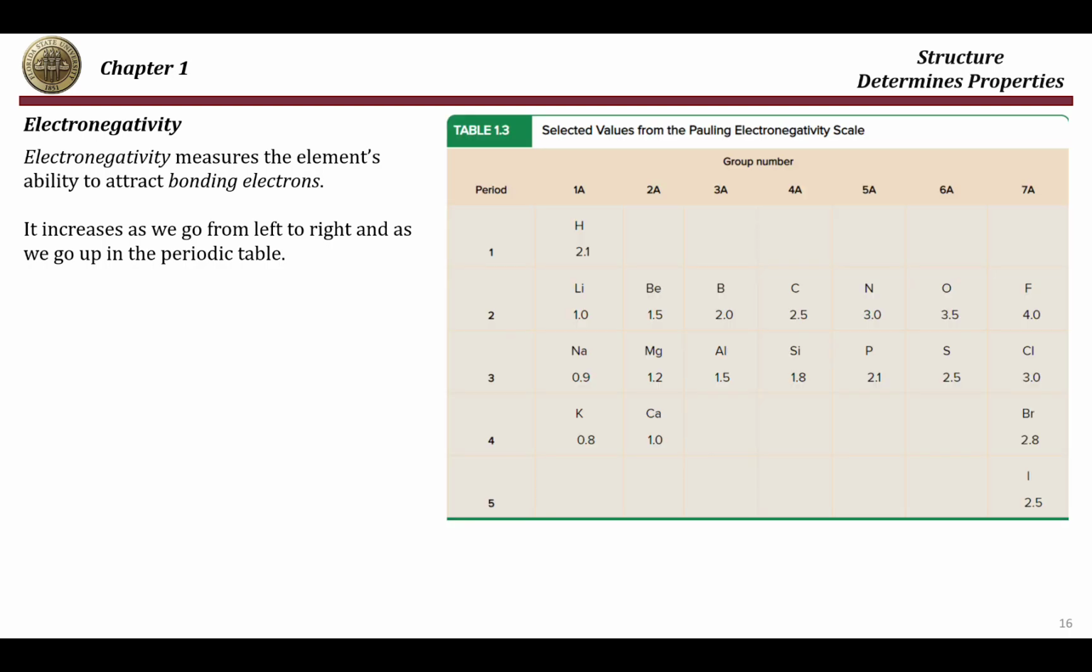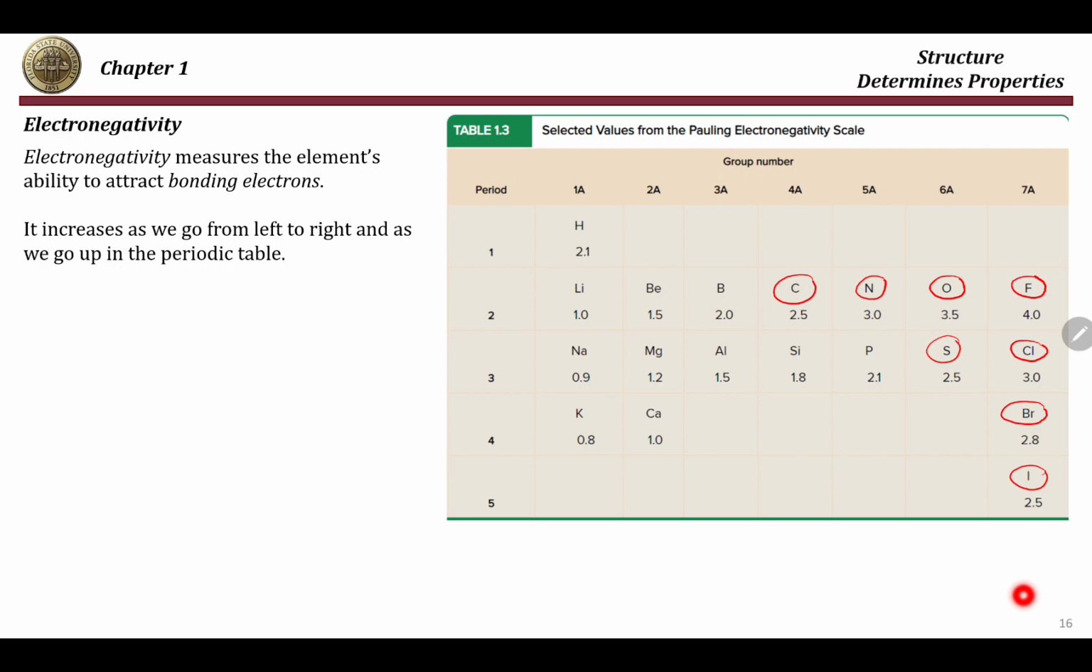In this table, we can see the electronegativity values of some of the most common elements. Fluorine is the most electronegative element, followed by oxygen, then chlorine and nitrogen, which have the same electronegativity. Then bromine, followed by carbon, sulfur, and iodine. They all have the same electronegativity.